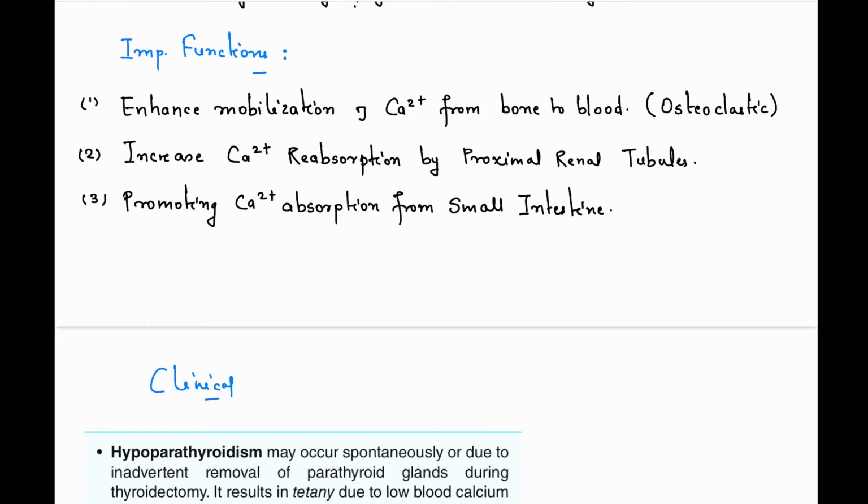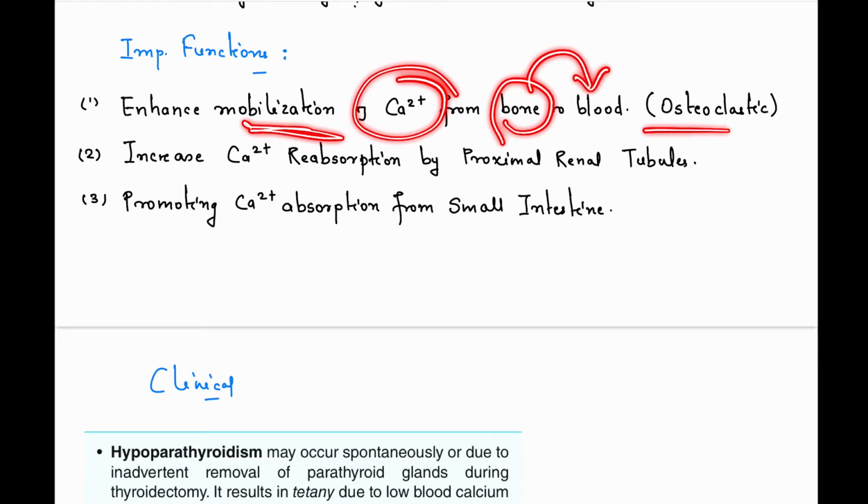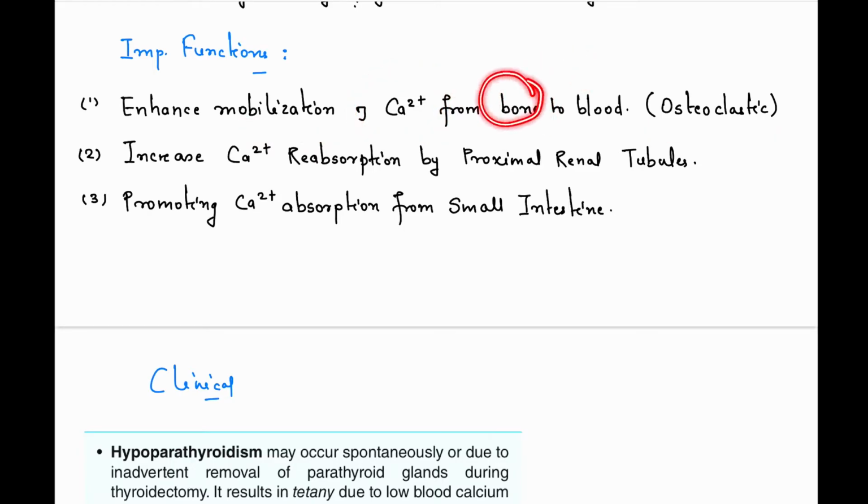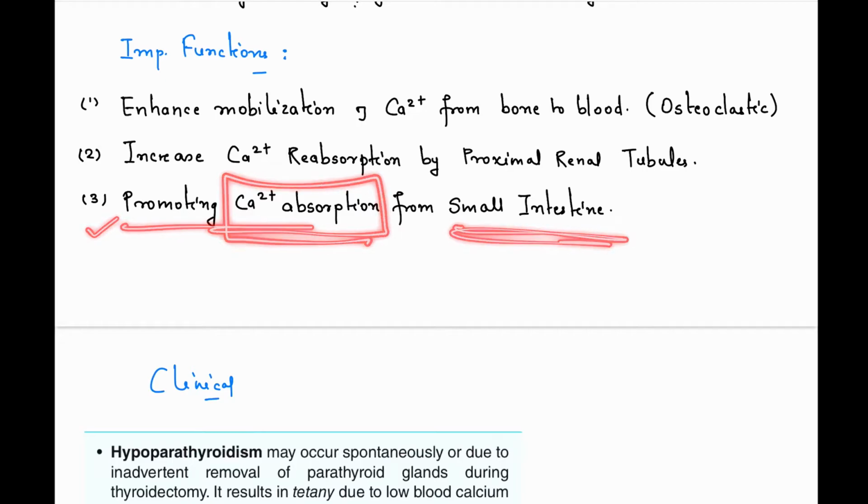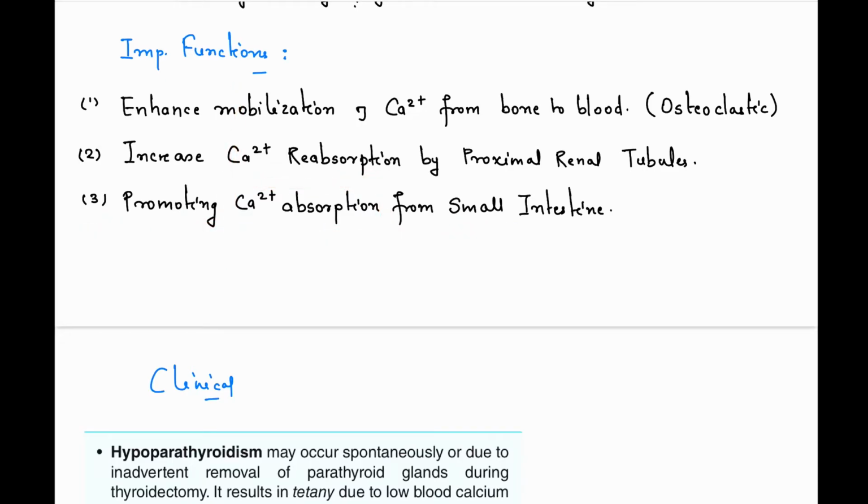Some important functions of parathyroid gland, or indirectly parathyroid hormone, right? 3 functions: enhance mobilization of calcium from bone to blood, right? That's an osteoclastic process, the demineralization of bone. Second one is increase calcium reabsorption by PCT, and third one is promoting calcium absorption from small intestine. So all three functions are here for calcium increase. Where? In blood.